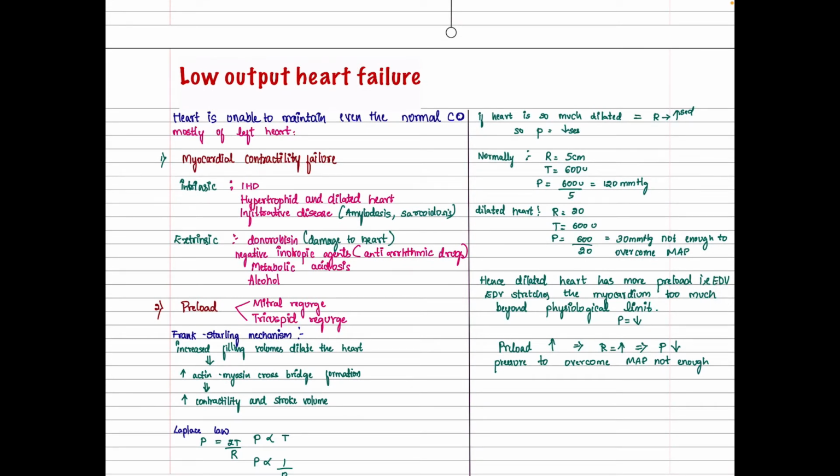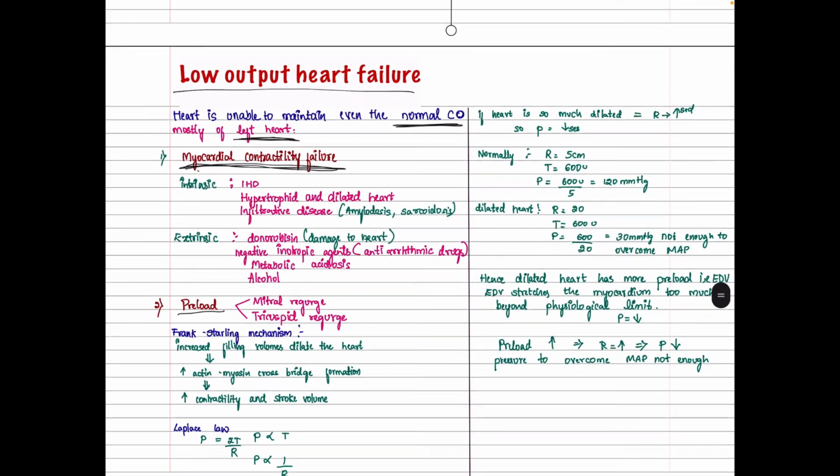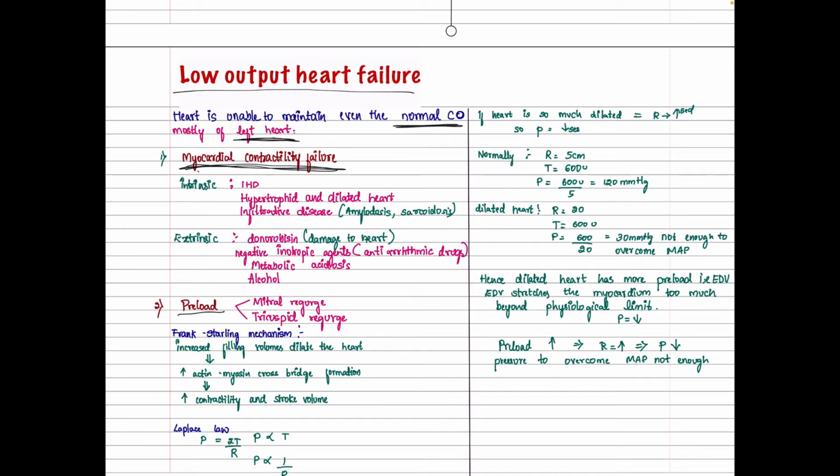Now let's see low output cardiac failure. This is the most common heart failure. This is caused mostly by the left heart. Here the heart is unable to meet the normal cardiac output that is demanded by the body tissues. There are a few main causes: myocardial contractility failure, increased preload and increased afterload, and rate and rhythm disturbances.